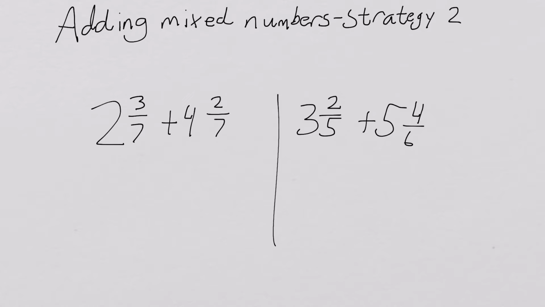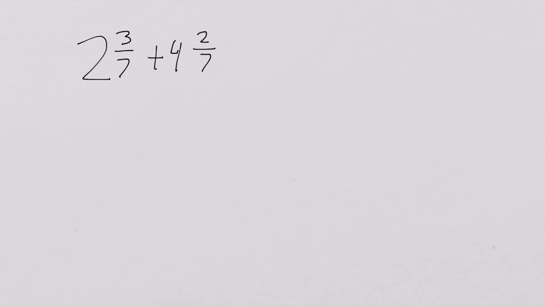You might think this way is easier, you might think this way is harder. My goal is to give you options or tools for your mathematical toolbox so that when you're trying to solve a problem, you're not stuck with just one solution or one way to do this. So, without further ado, let's get started on adding 2 3/7 plus 4 2/7 using the second strategy. Now I call this strategy the second strategy, but another way to think of it is the improper fraction strategy.